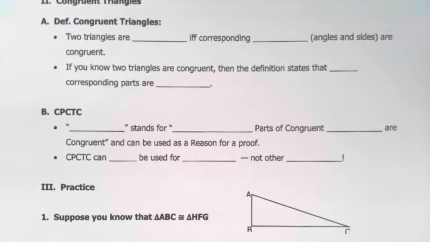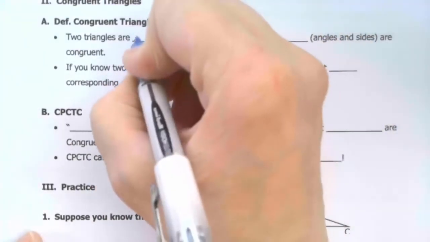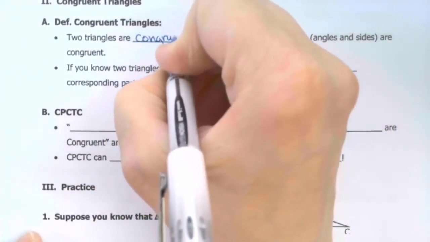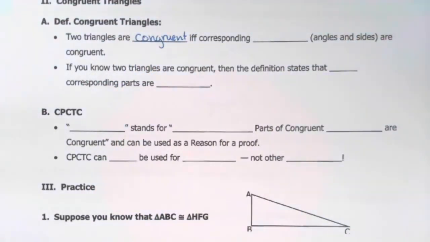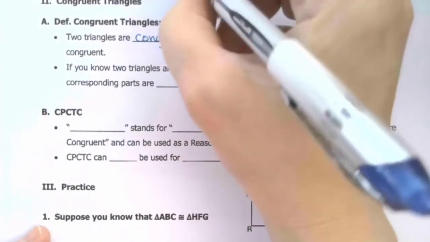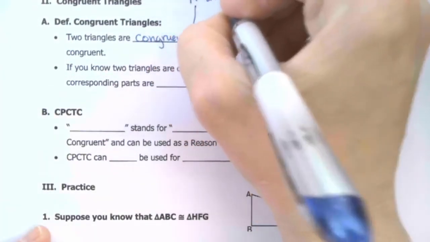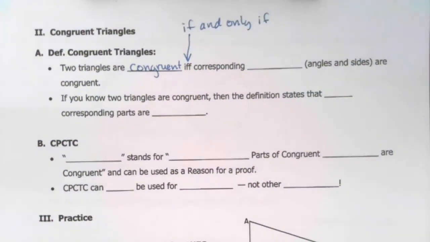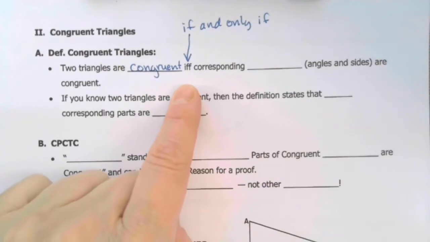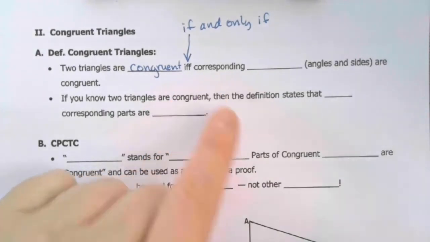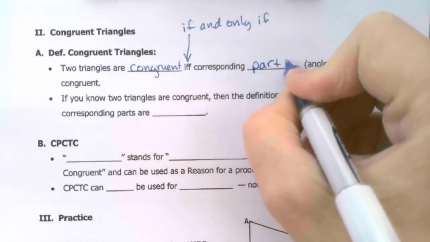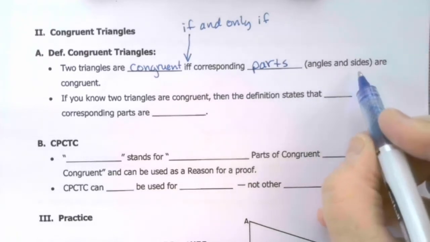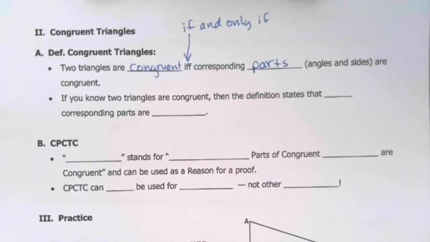Roman numeral 2, congruent triangles. Definition of congruent triangles. Two triangles are congruent IFF, an abbreviation for if and only if. It's just a shorter way of writing if and only if. Feel free to use it. IFF corresponding parts, which in the case of a triangle is angles and sides, are congruent.